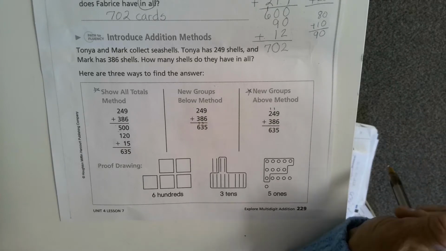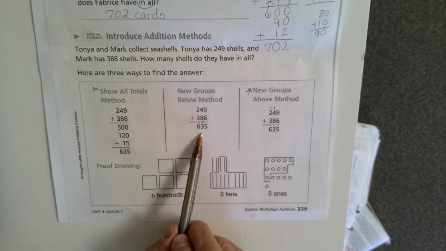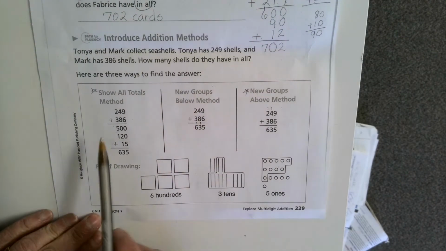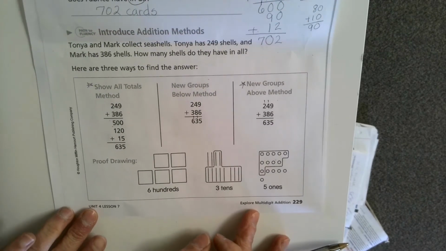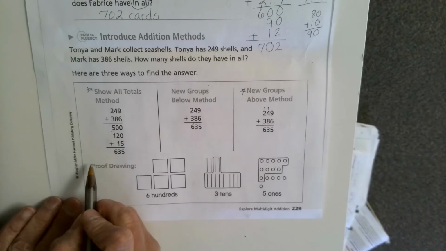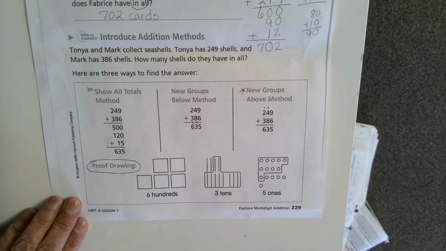Today we're going to look at some other methods, looking at the new groups below and reviewing the new groups above method. We will continue our work with all of these methods as we practice our addition for multi-digit numbers. Today I really want to focus on how you use a proof drawing to check your work.